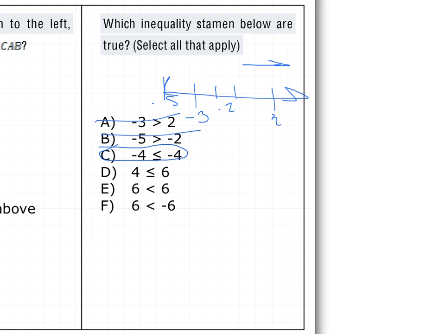4 is less than or equal to 6. That's true. 6 is less than 6. So 6 is not less than 6. It's equal to 6. We don't have the or equal to symbol here. So that one's no good. And 6 is less than negative 6. That's not going to be true. 6 is greater than negative 6.